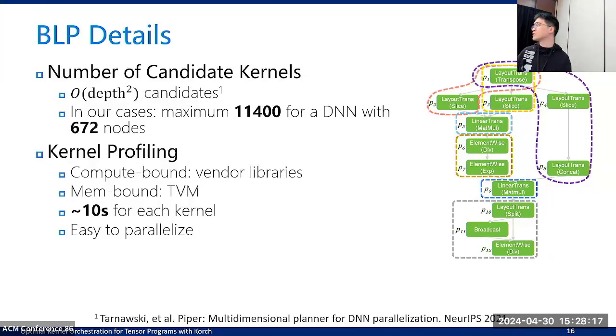And for the profiling and codegen of each kernel, we use a simple heuristic. Compute-bound kernels include a linear transformation primitive like convolution with a very complicated schedule, so we directly use vendor libraries like cuDNN and cuBLAS to do the codegen and profiling. But for memory-bound kernels, since the schedule is much simpler, we just use TVM. It only takes 10 seconds on average for each kernel to finish profiling and codegen. Also, this process is independent for each kernel, so it can be easily parallelized on a multi-GPU system.